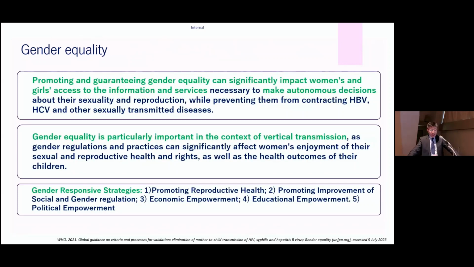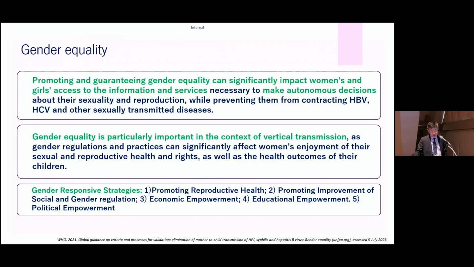The second one is gender equality. And gender equality most of the time touches women and children. So promoting and guaranteeing gender equality can significantly impact women's and girls' access to information and services. So therefore, we should give women and girls equal service to make autonomous decisions about their sexuality and reproduction. So therefore, we can prevent them from contracting HBV, HCV, and other sexually transmitted diseases.